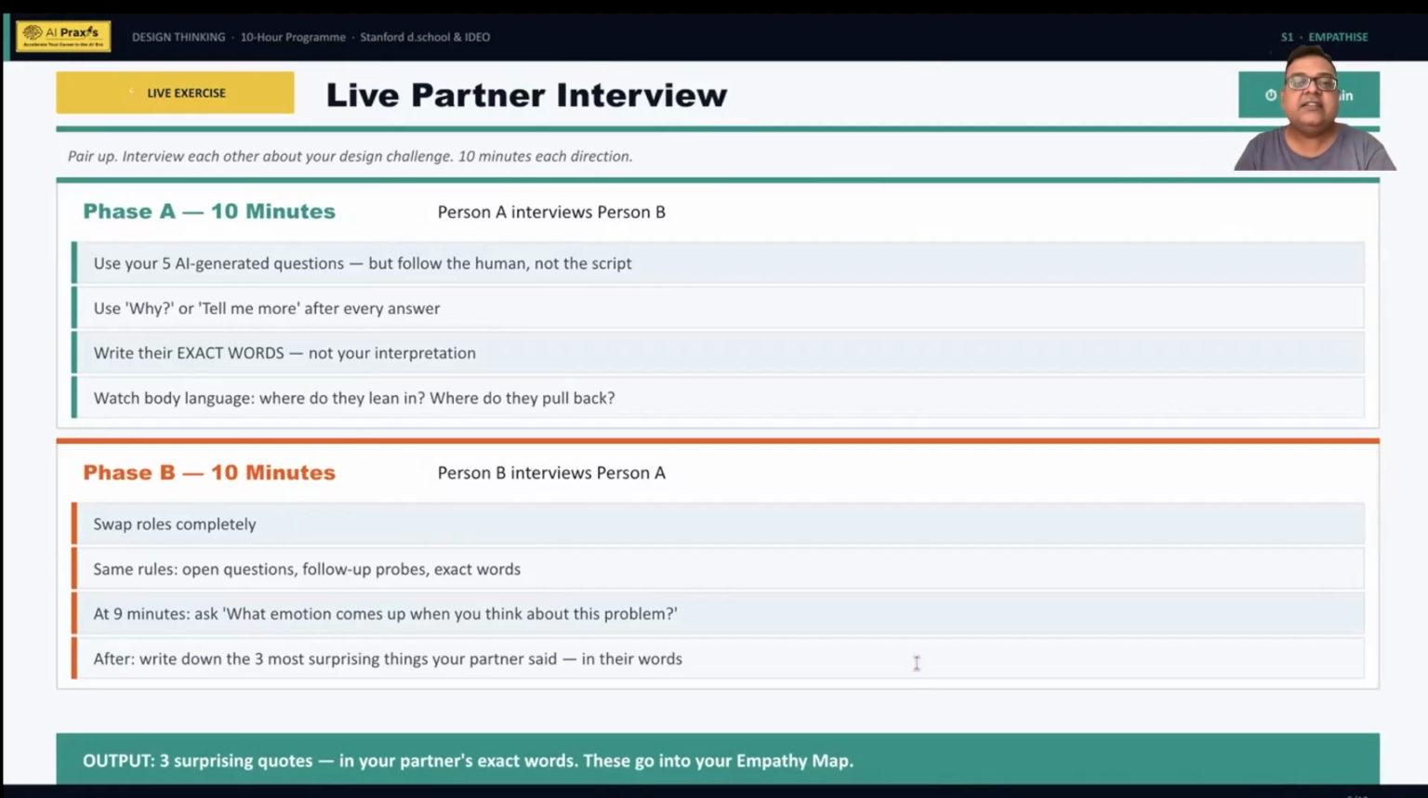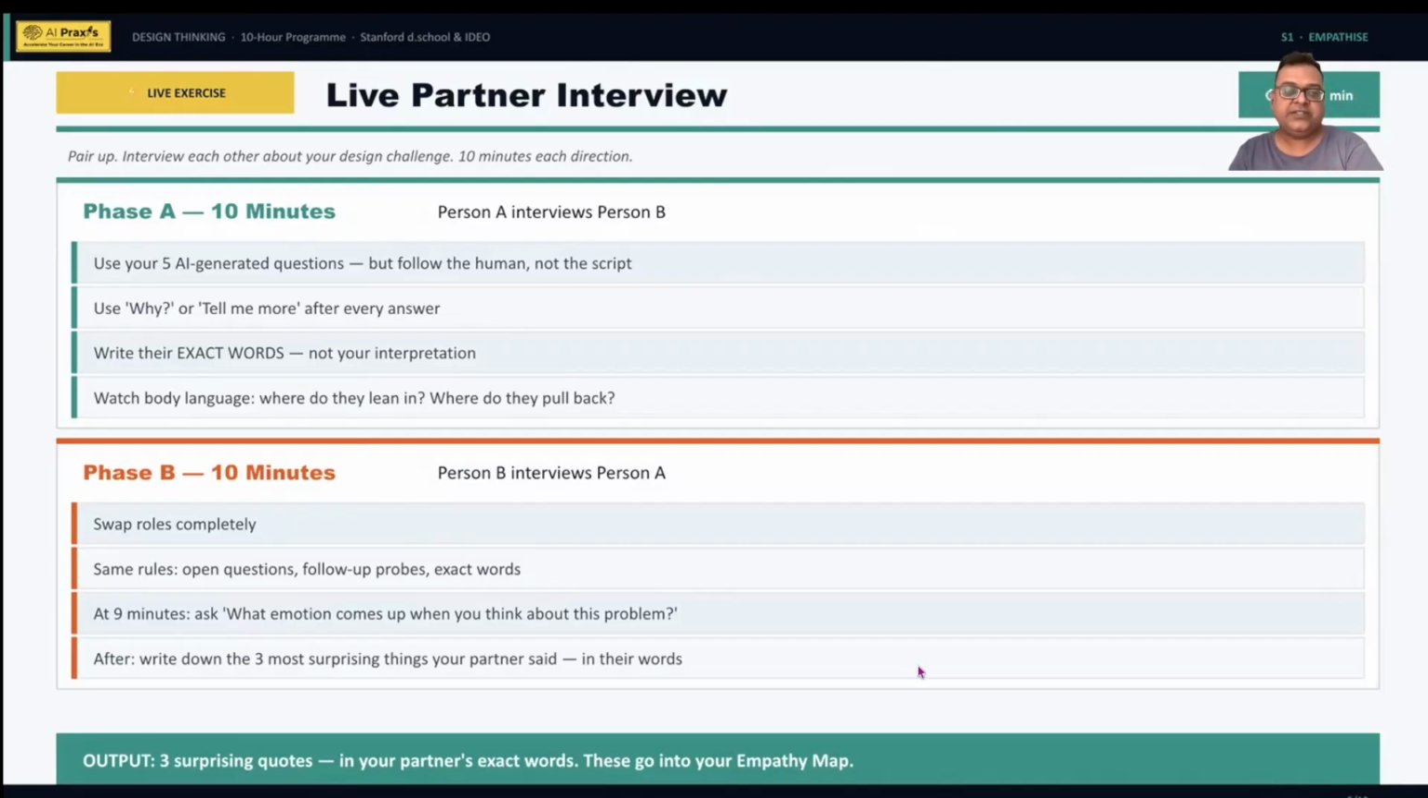And now let's understand how this actually works. Phase A is where person A interviews person B. One person becomes the interviewer, the other person, the participant. You will spend about 10 minutes interviewing your partner, and then you will switch modes. Now, notice the first instruction on the slide.